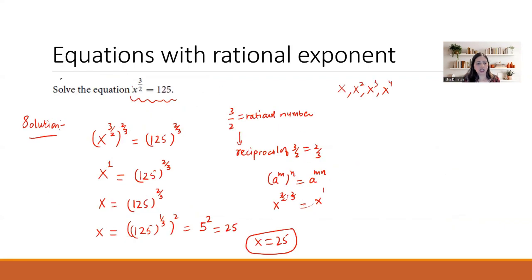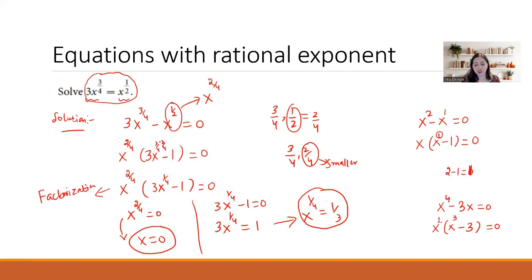What was the situation in example number 1? You have x raised to power something equals a number. So how did we solve it? By taking the reciprocal of the exponent which was originally present. So now look at the exponent 1 over 4. What is the reciprocal of that? The reciprocal of 1 over 4 is 4. So I have to raise to the power of 4 on both sides.